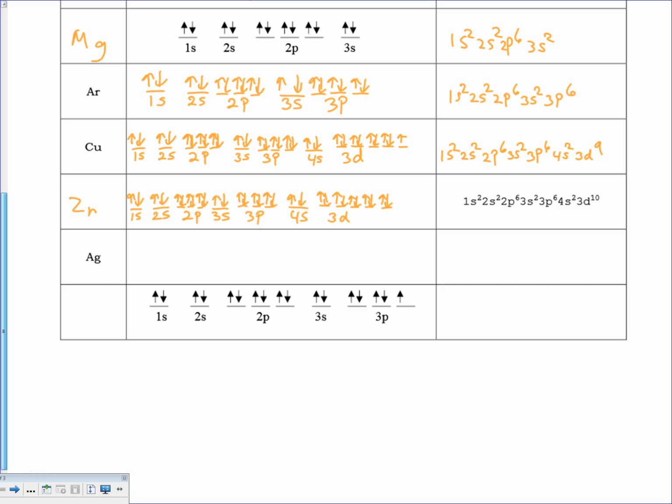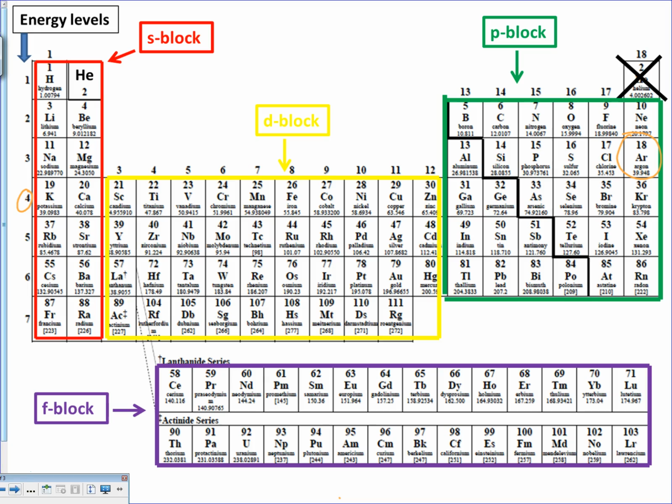All right, silver, this is the biggest one. It goes all the way down into the 4D sublevel. If we look at the periodic table, 5th row, but it's 4D. Silver is right here, Ag. It's 9 into the 4D sublevel.